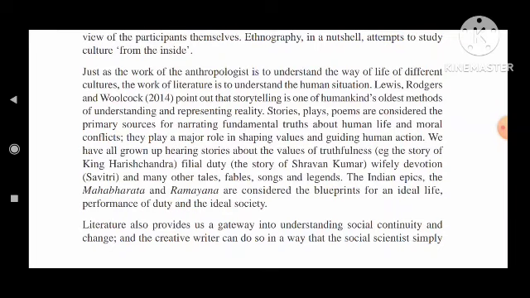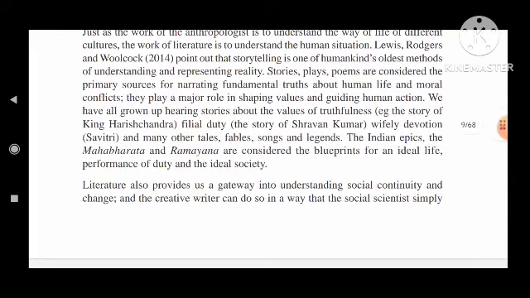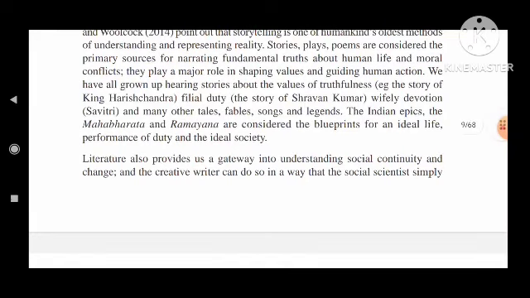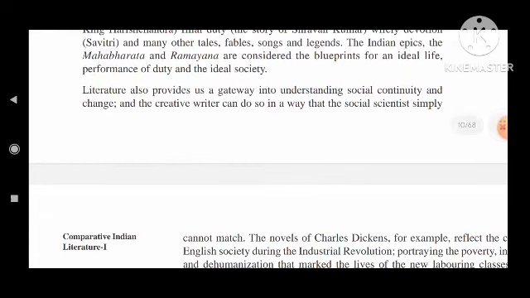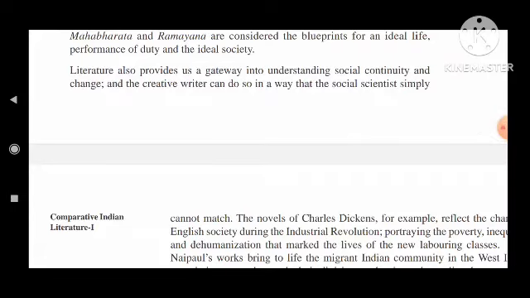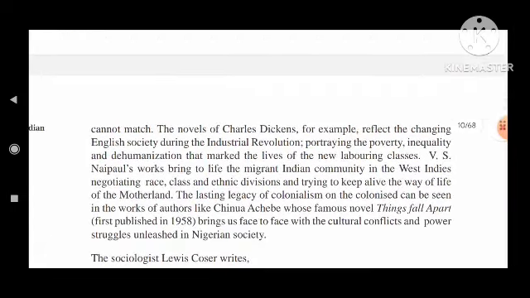We have all grown up hearing stories about the values of truthfulness, that is, the story of King Harishchandra; filial duty, the story of Shravan Kumar; wifely devotion, Savitri; and many other tales, fables, songs, and legends. The Indian epics, the Mahabharata and Ramayana, are considered the blueprints for an ideal life, performance of duty, and ideal society. Literature also provides us a gateway into understanding social continuity and change. And the creative writer can do so in a way that the social scientist simply cannot match.